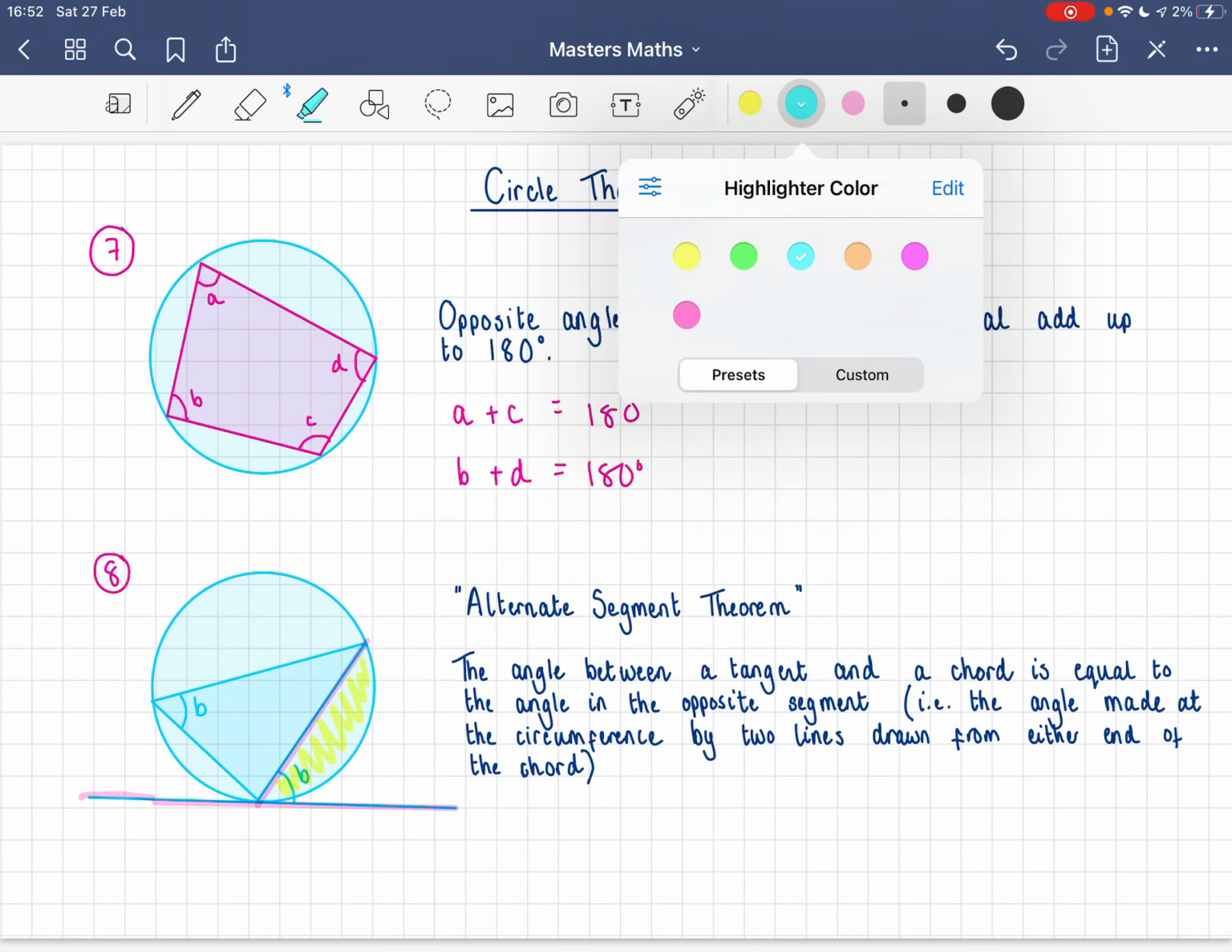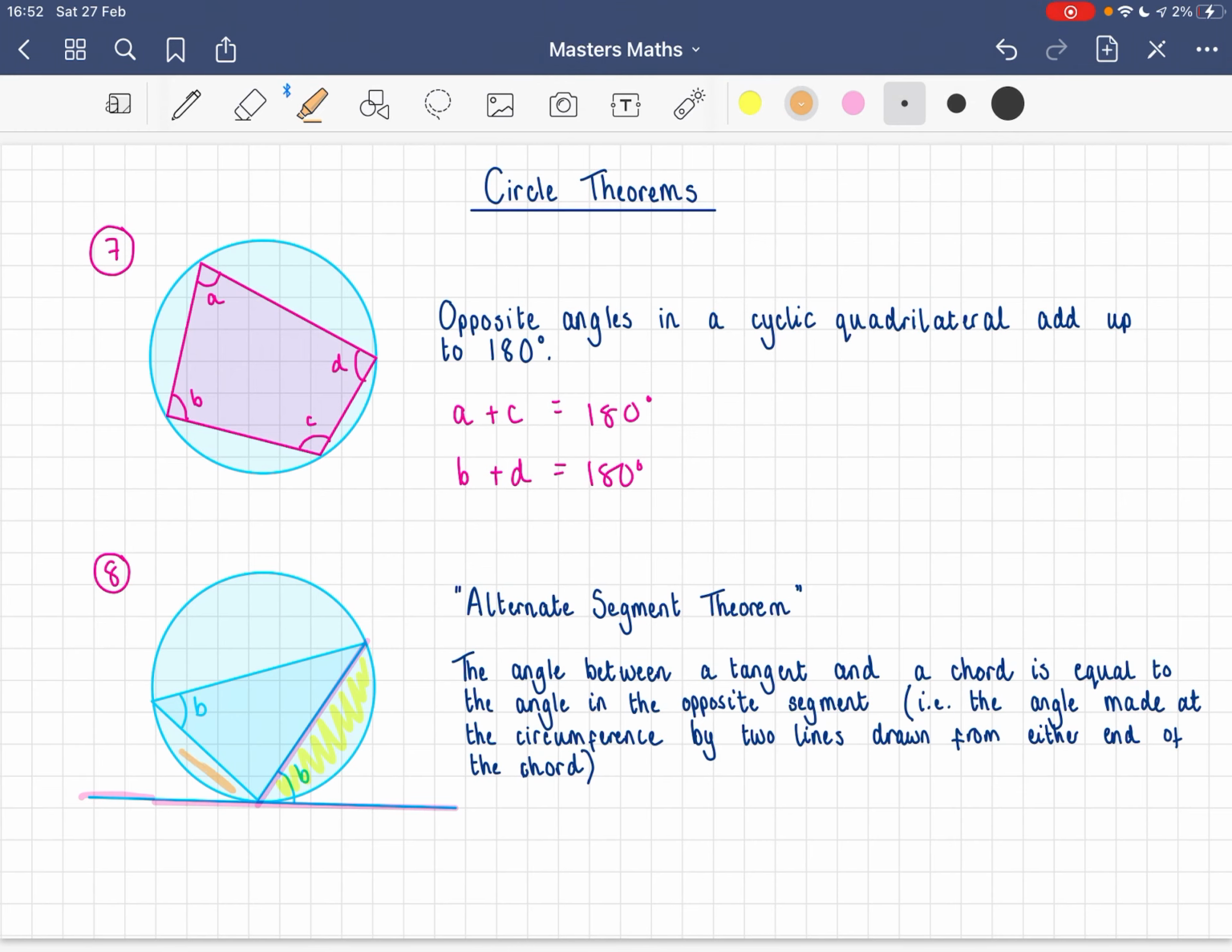Blue's not the best colour because everything's already blue. Let's use this peach. So all of this part of the circle is also a segment. It's actually the major segment, and the little yellow one is the minor segment. Whenever we draw a chord on a circle, we are creating two segments, a big one and a small one. So the chord we've drawn, the opposite segment is the other side.